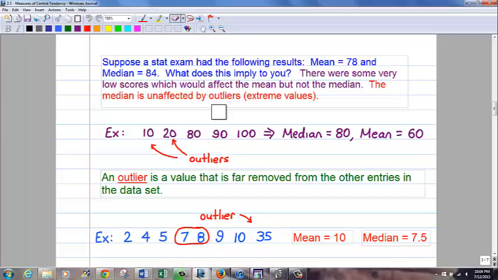A median of 84 would say, hey, half the people made better than 84. So this just eliminates us worrying about what the scores were below 84. We just know that half of them were below 84.